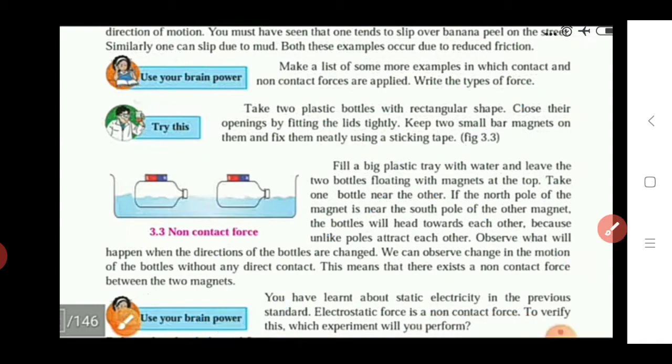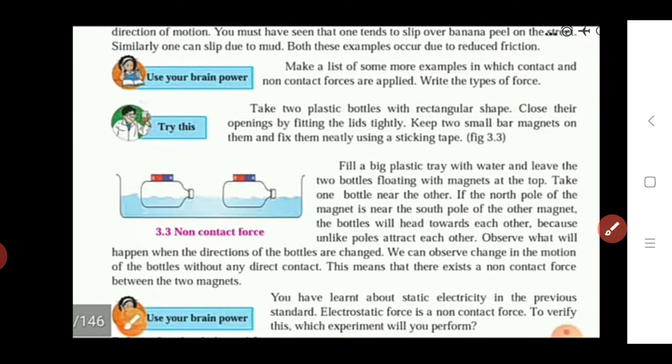Okay. So in this use your brain power, they ask the question like, you have learnt about static electricity in the previous standard, that is the electrostatic force is a non-contact force. Also we saw in the last lecture that electrostatic force is a non-contact force. So to verify this, which experiment will you perform? So by using your brain power you should find out the answer to this question. Okay. Again I will explain it in the exercise question answers at that time.